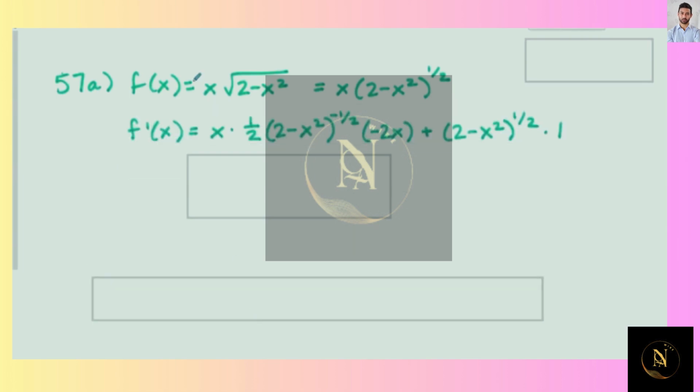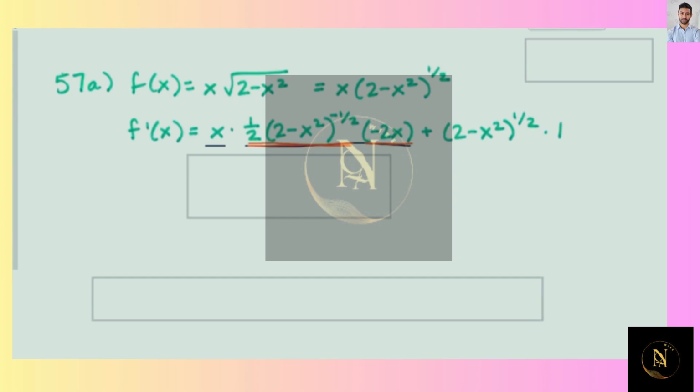So what we see here is the first times the derivative of the second. And when we take the derivative of the second, we're using the chain rule. So what we see here is the derivative of the 1/2 power part, the outside function. We bring down the 1/2 and we raise the inside to the negative 1/2. And then what we see here is the derivative of the inside. The derivative of negative x squared would be negative 2x.